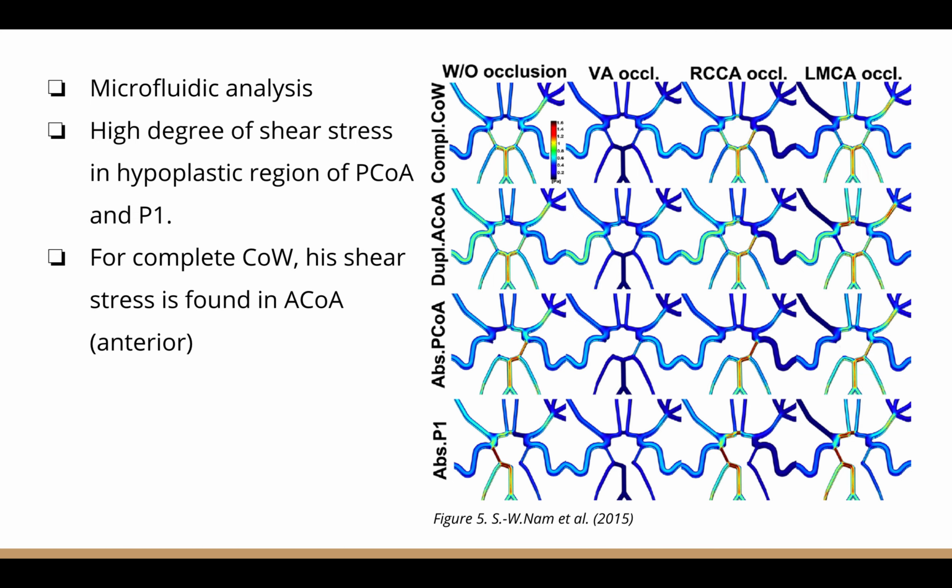So these results together indicate that the morphological variation of the circle of Willis may really affect aneurysm formation, resulting from an increase in wall shear stress. But more research is needed to accurately predict the risk of cerebral aneurysm and predict cerebral aneurysm before it happens in patients.